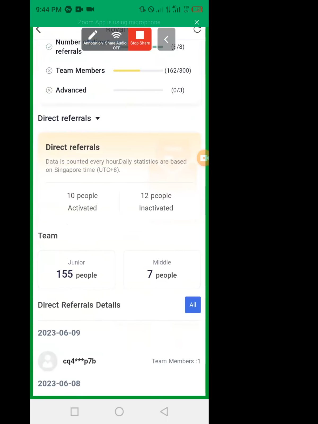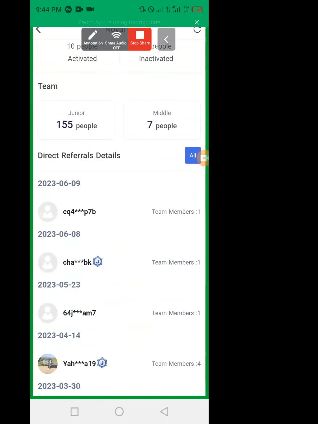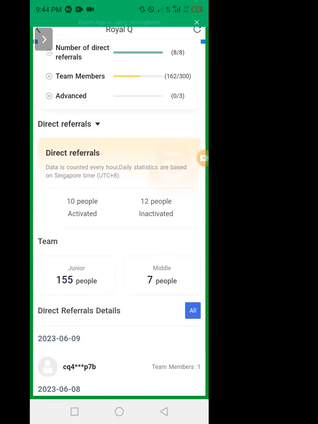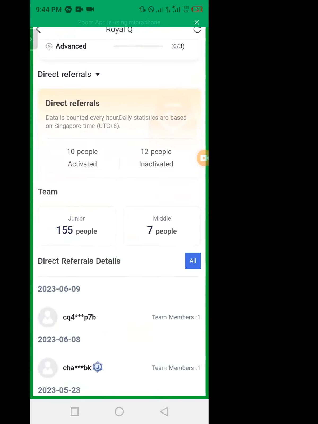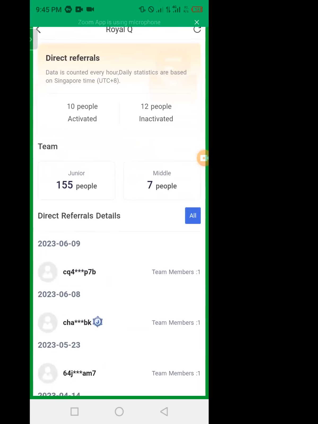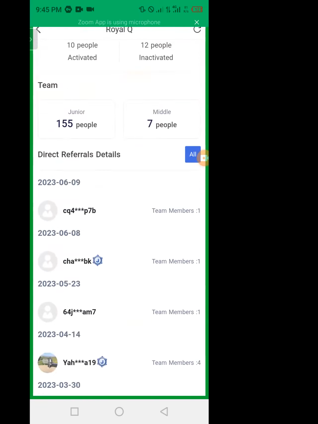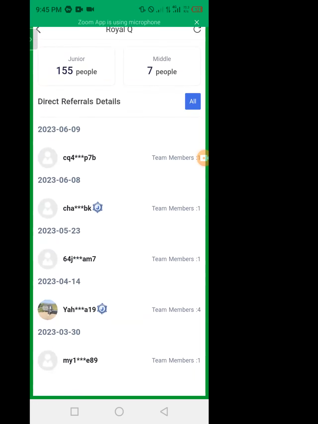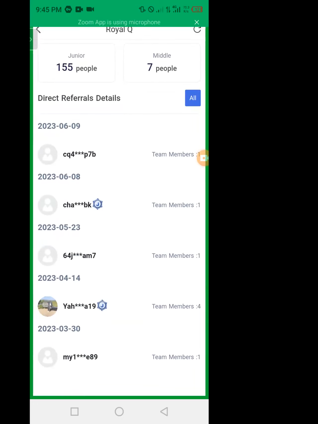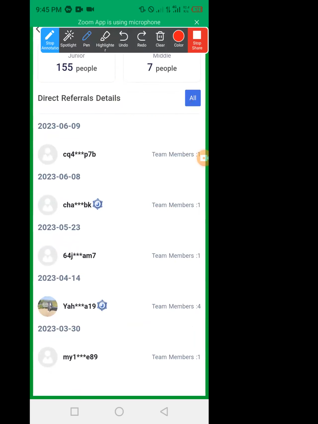So you can always come here. It will always tell you that you have 10 people you activated. Then you have 12 unactivated people. It will tell you that you have junior V1s, people who have just joined, who are on rank 1. Then I have 7 people who are in the middle rank or the second rank. It will always give you the details of people who have joined your team, the people that you have introduced.